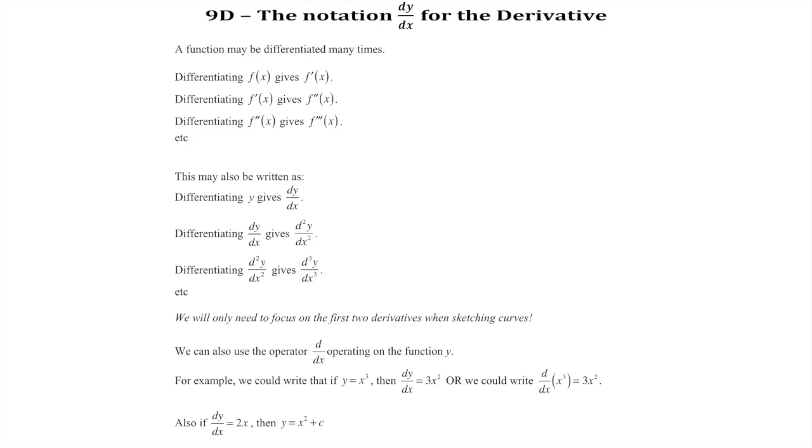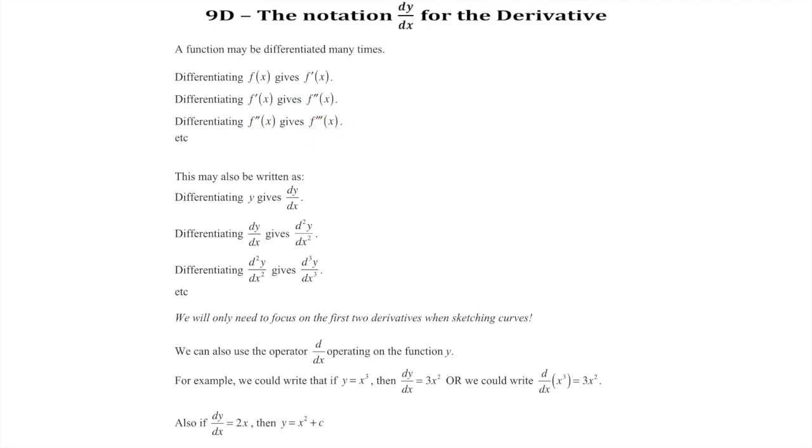So, we need to understand that you can differentiate more than once. If you differentiate f of x, you can rewrite the derivative as f dash x. But if you differentiate f dash x, then we're going to call it f double dash. That means you've differentiated the original and the derivative, you've differentiated twice. If you want to differentiate the second derivative, you can write f triple dash x, which is the third derivative.